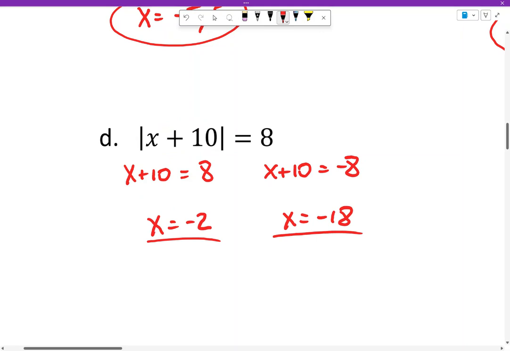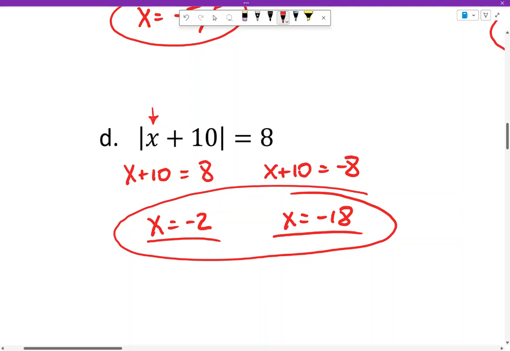Now I should check both of these. -2 plus 10 is 8. The absolute value of 8 is 8. That works. -18 plus 10 is -8. The absolute value of negative 8 is 8. So both of these answers work out. So we can write two cases based on our equation to get our two responses.